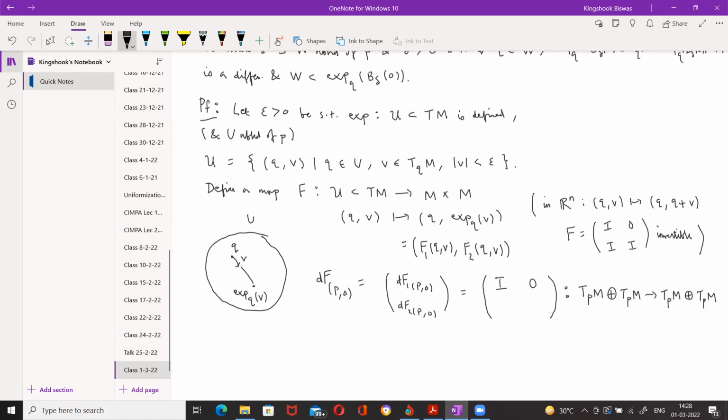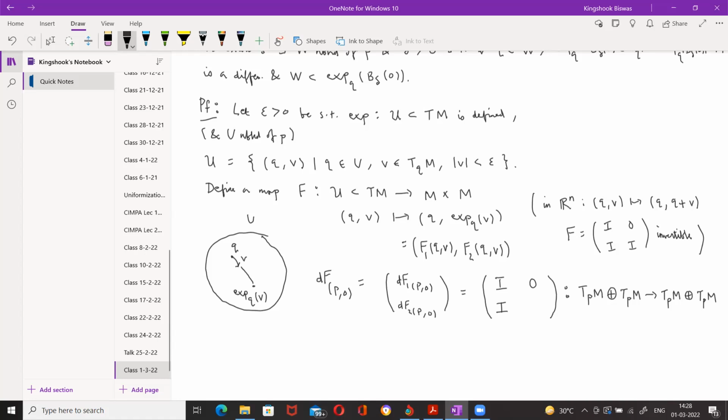So f2 is x_Q of V. When I fix, partial means I have to fix V equal to 0 and differentiate in Q. So if I put V equal to 0, then this x_Q of V becomes just Q, right? So then it becomes just the identity map of M. So the partial with respect to Q is again just the identity here. Okay. And now finally, I have to put Q equal to P and differentiate with respect to V.